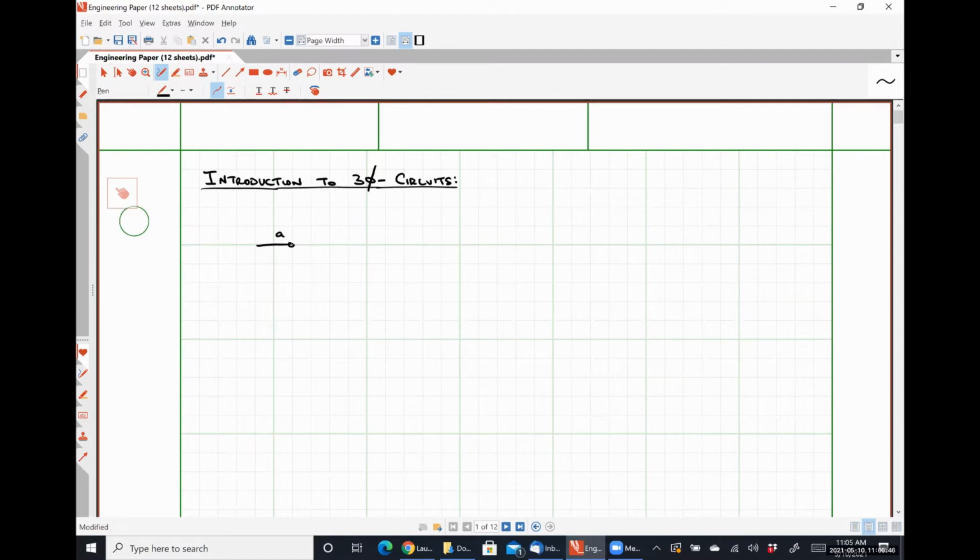So I might have a circuit that looks like this. I'm going to call this VP angle theta V, where VP stands for a phase voltage. We'll talk about that in significantly more detail in a little bit.